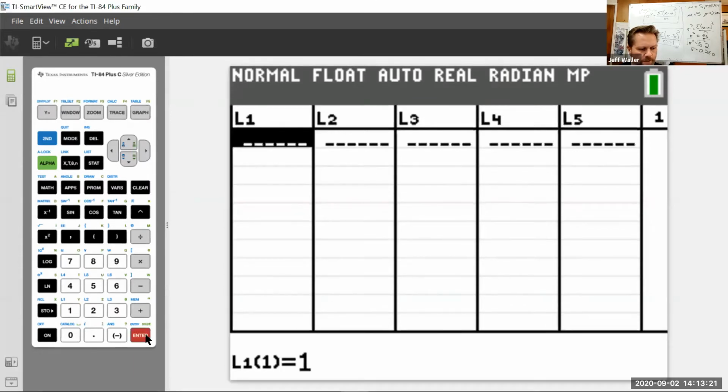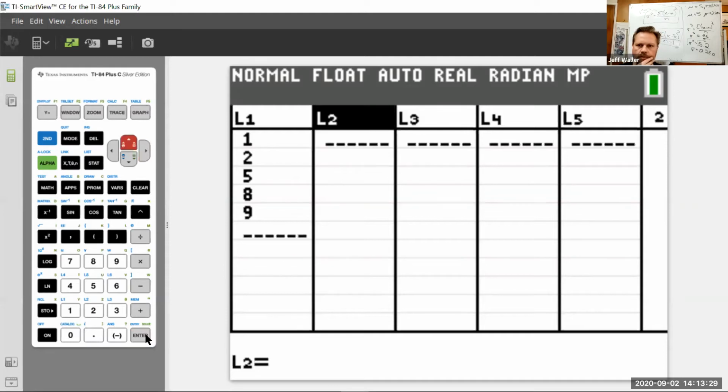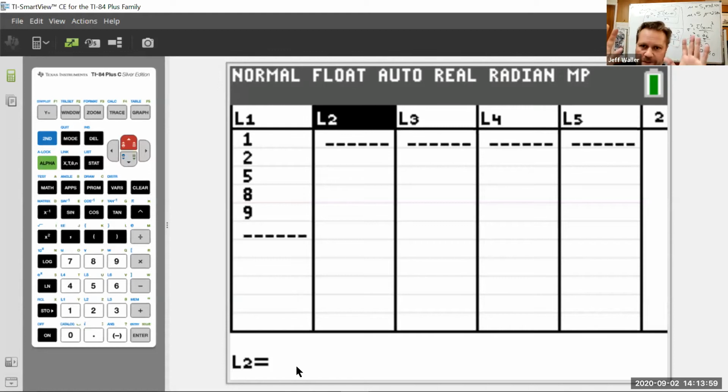Now I want the second list to be all my data values minus the mean, and here the mean is 5. Are you guys with me? Look what I can do. Go over to L2 and see how it's waiting for me to tell it what L2 is. This is going to be really useful the whole semester.